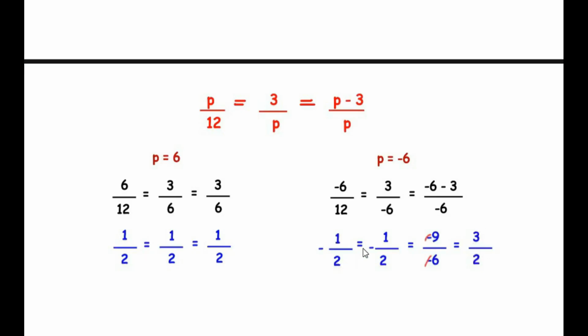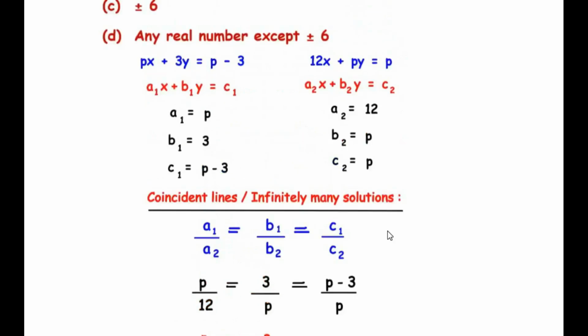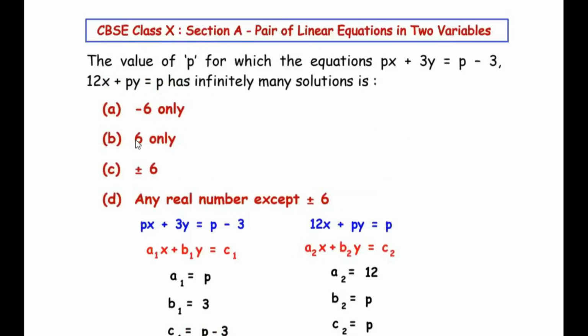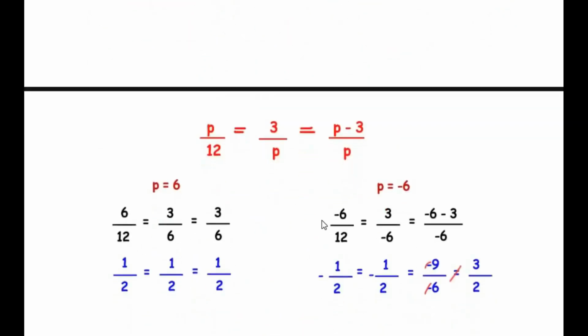Now minus 1 over 2 is equal to minus 1 over 2, but these two fractions are not equal to 3 over 2. So p is equal to minus 6 does not satisfy the condition. So we have just one value of p over here, that is p is equal to 6. So here let us see if it is in the options above. So here we have the value of p as 6 only, that is option B. Now let us move on to the next question.